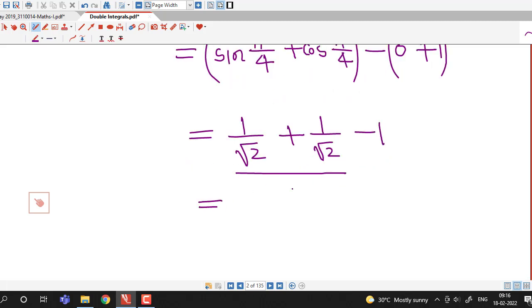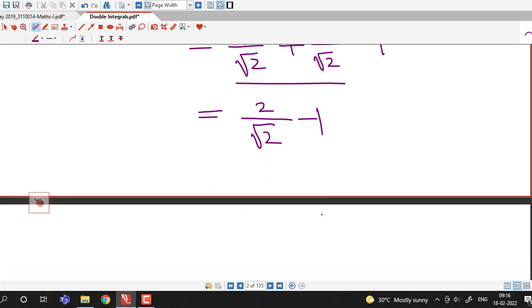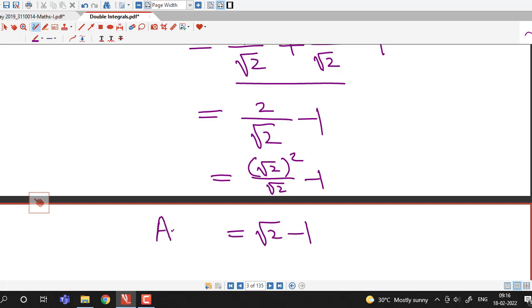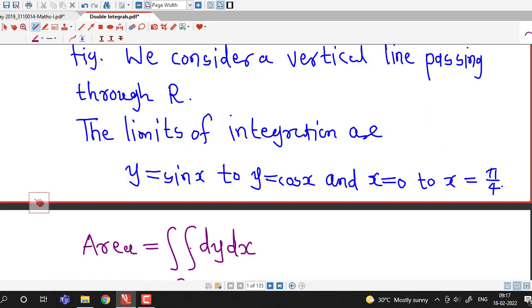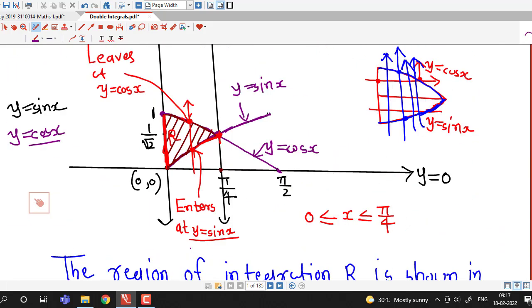So 1 by root 2 plus 1 by root 2, that is 2 divided by root 2, minus 1. And we can write 2 as the square of root 2, so that we write our answer in this form. Root 2 will cancel out, and the required area is square root of 2 minus 1. So in this way it is easy to calculate area using double integrals.